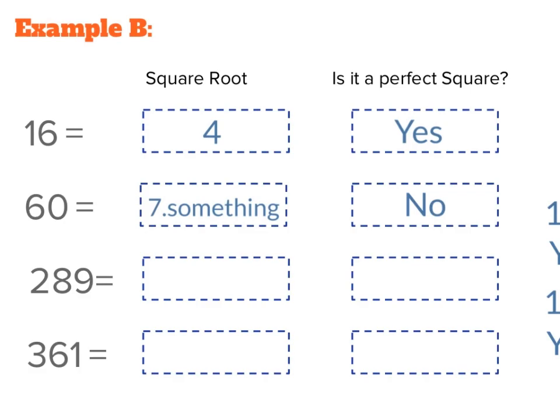289, is that a perfect square? Yes, it's 17. 17 times 17 is 289, so I'm going to say yes there. And is 361 a perfect square? It may appear as though it doesn't, and this is why you have to memorize them, because the square root of 361 is 19. Okay, so 19 times 19 will give you 361, so yes, it is also a perfect square. Now let's have you try some on your own.